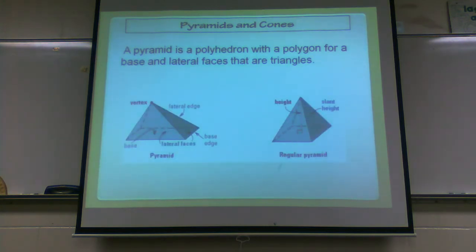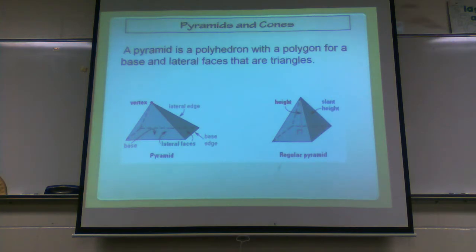Okay, so pyramid, and look, the difference between pyramid and cone, just like with prism and cylinder, is that the cylinders and cones have circular bases, whereas the pyramids and prisms are polyhedra, all made up of polygons.